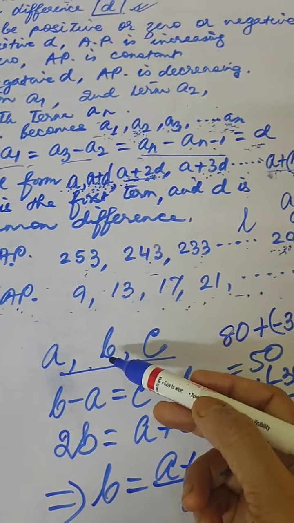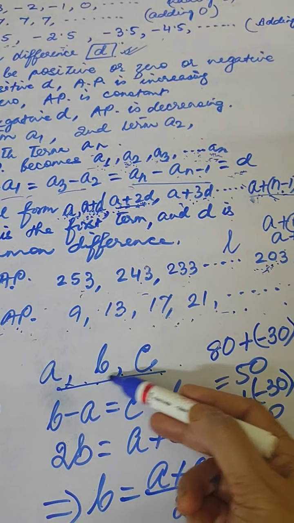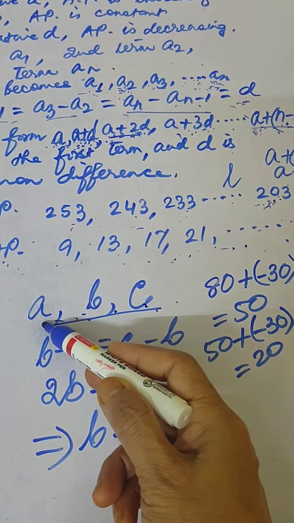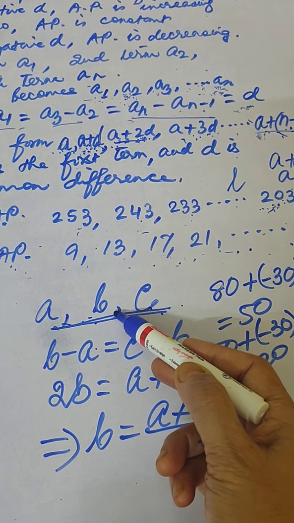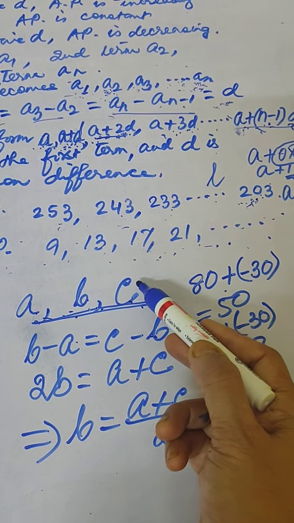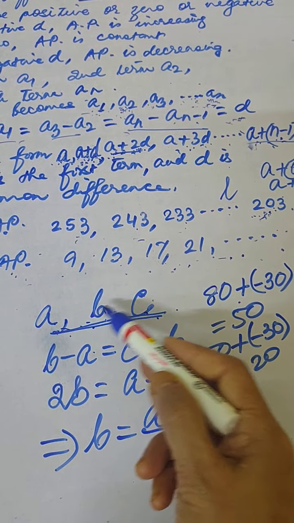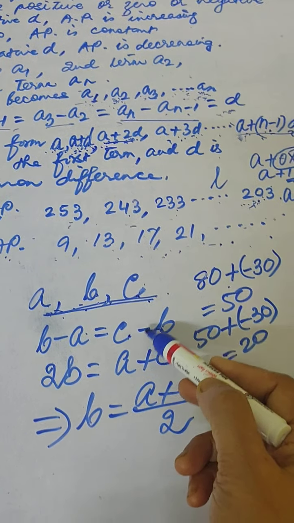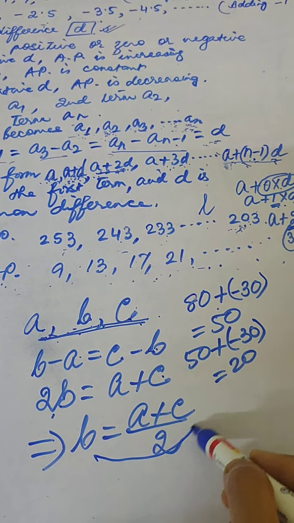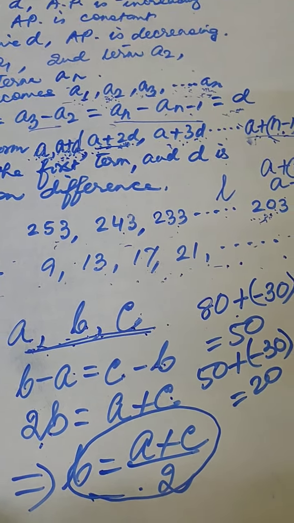Now, suppose we have 3 terms in an AP, a, b, c. Since these are the terms of an AP, b minus a is the common difference d, which will be equal to c minus b, because the common difference is the same throughout. So b minus a equals c minus b. Then you bring b to this side, it gives you 2b equals a plus c, so b equals a plus c by 2. This we can use while solving some questions.